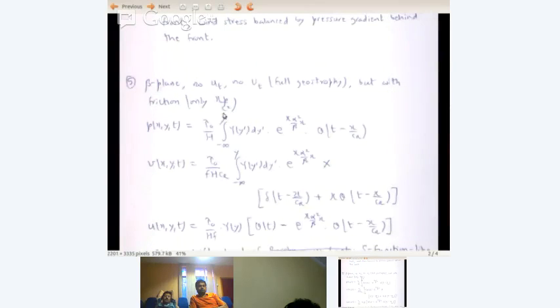Solution 5 was one in which we still had a beta plane and full geostrophy, no ut, no vt, but now we had friction, but only kappa p by c squared. Small change.